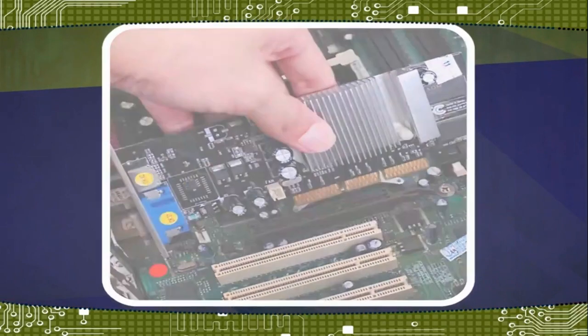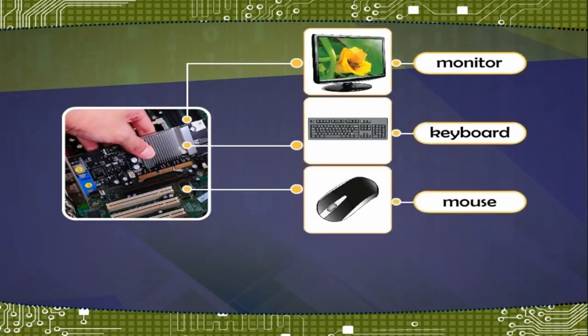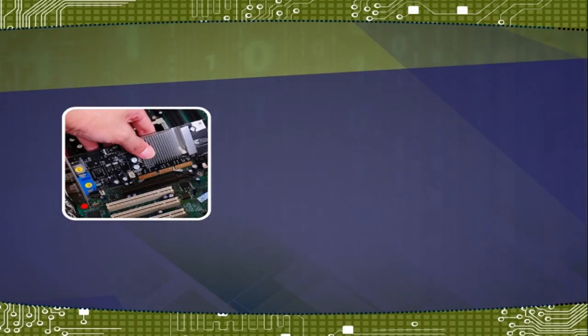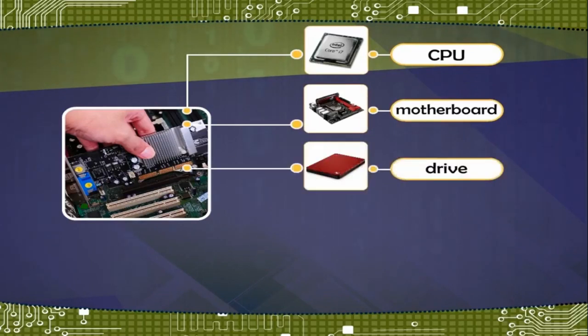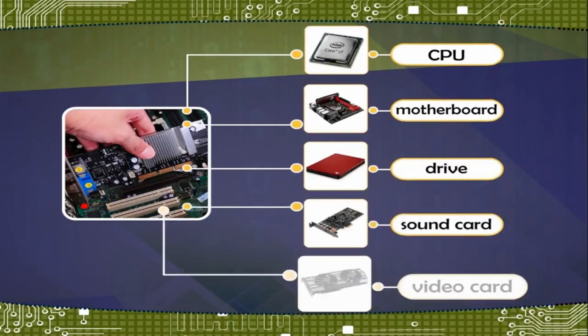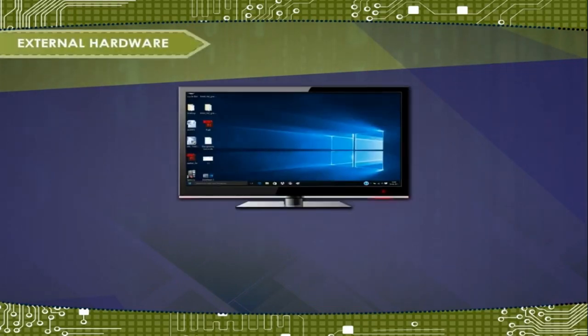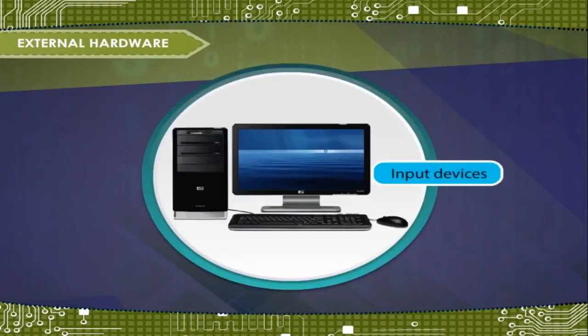Types of hardware are either external: monitor, keyboard, mouse, printer, etc., or internal: CPU, motherboard, drive, sound card, video card, etc. External hardware. External hardware describes a hardware device that is installed outside of the computer.